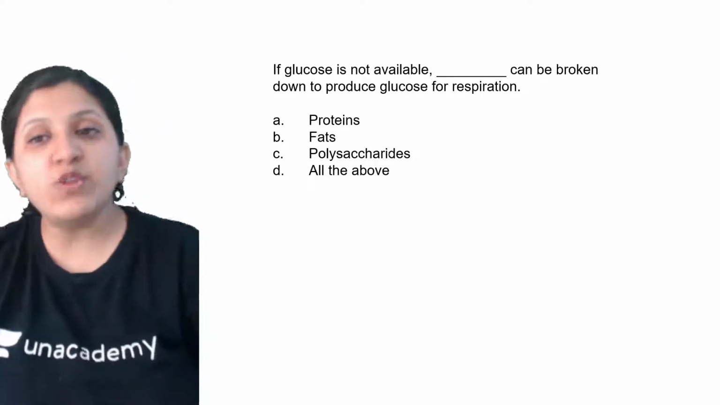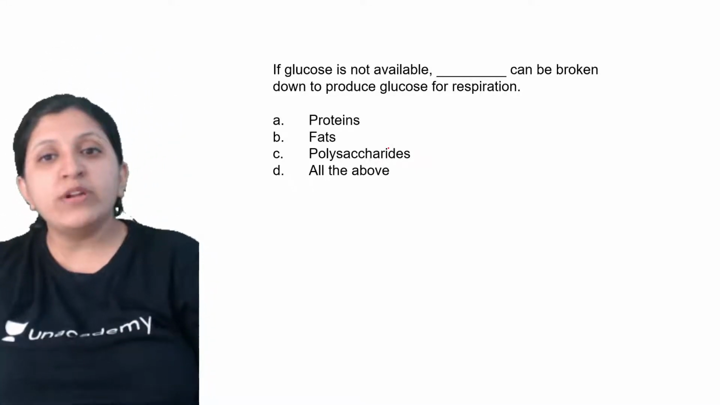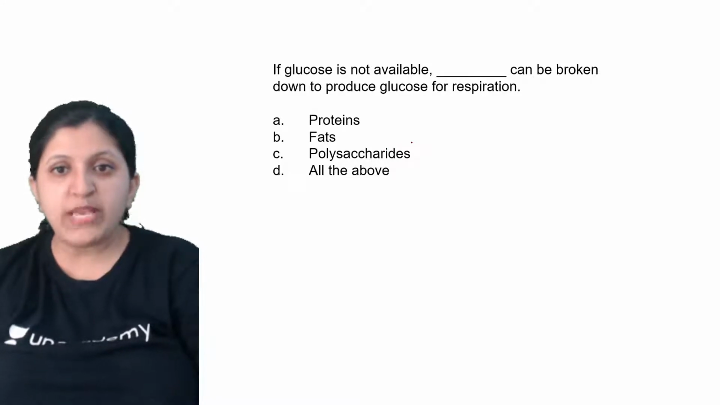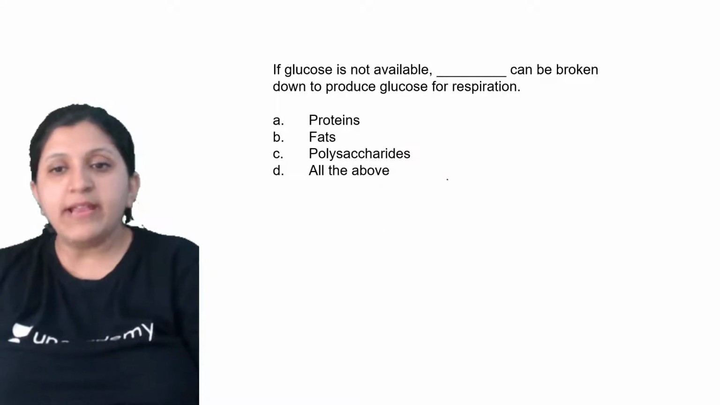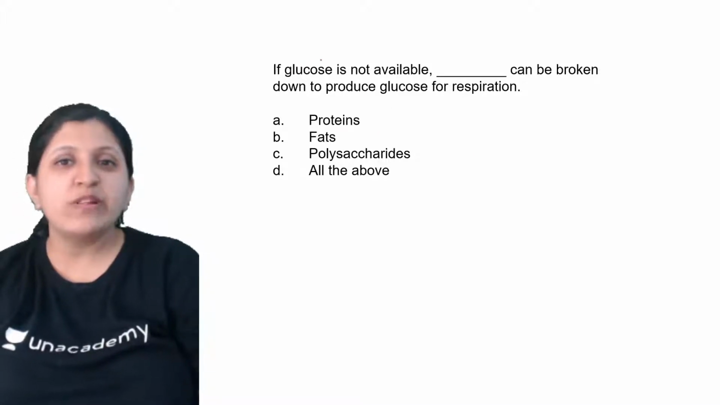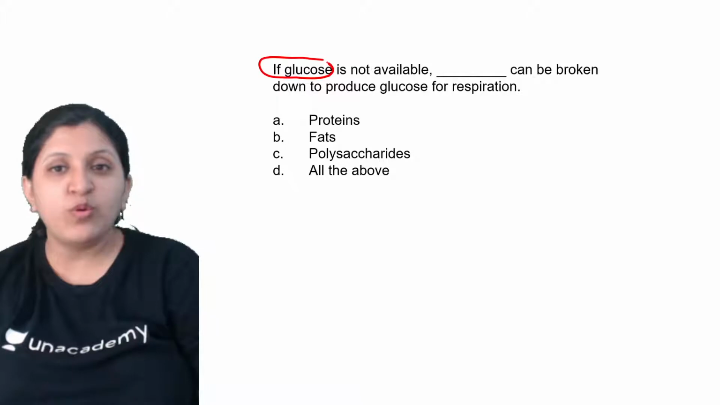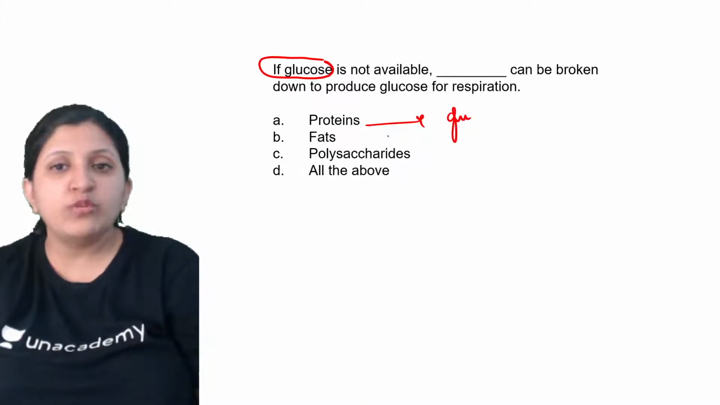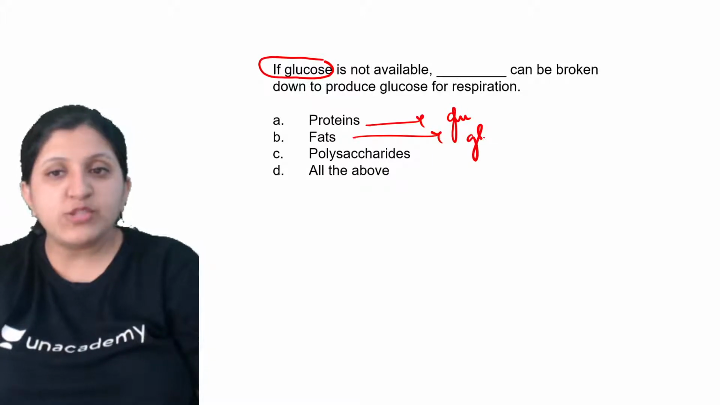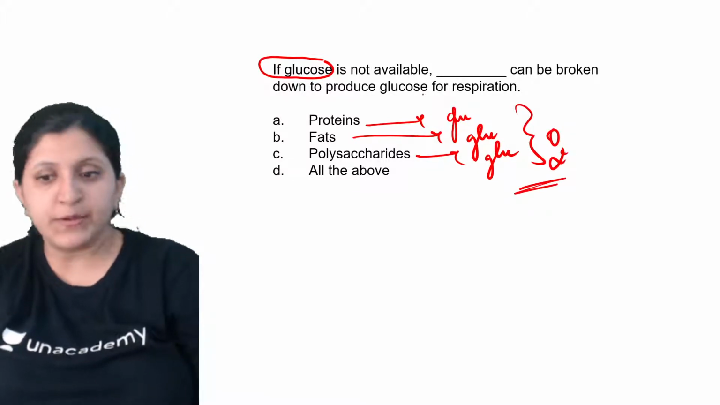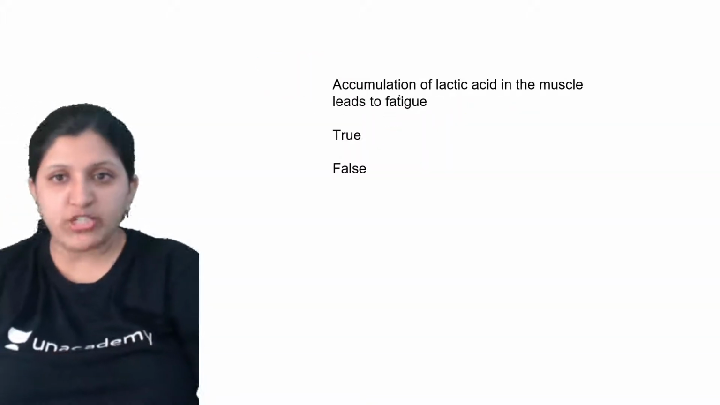If glucose is not available, dash can be broken down to produce glucose for respiration. Proteins, fats, polysaccharides, and all of the above. Just now I was discussing, there is no alternative for glucose. If glucose is not there, this has to convert to glucose, and this has to convert to glucose. Only after that will the glucose oxidation occur. So moving on to the next question.